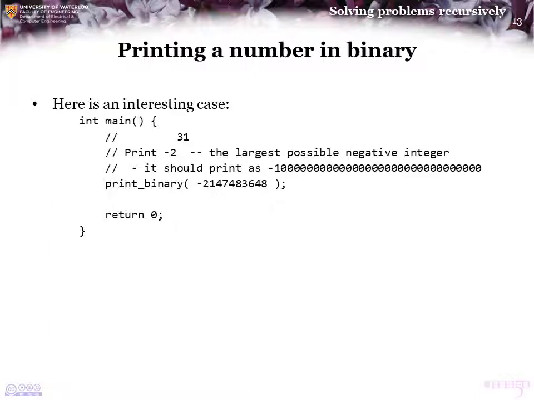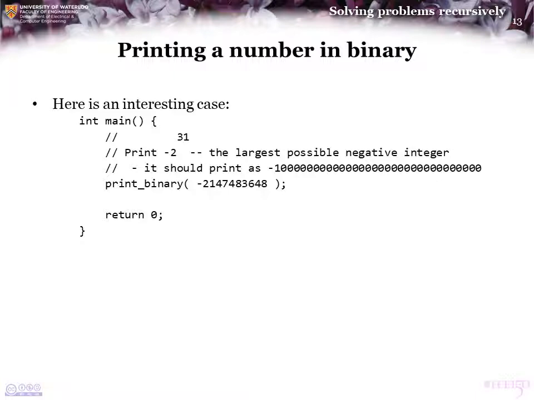Now, we've already discussed this previously, that when you're testing your code, you should always test for all of the edge cases. Here's an interesting edge case which you may not have thought about. Let's try printing -2 to the 31, which is the number we see here. That is the largest possible negative integer. So that should actually print as -1 followed by 31 zeros. That's what it should print like.